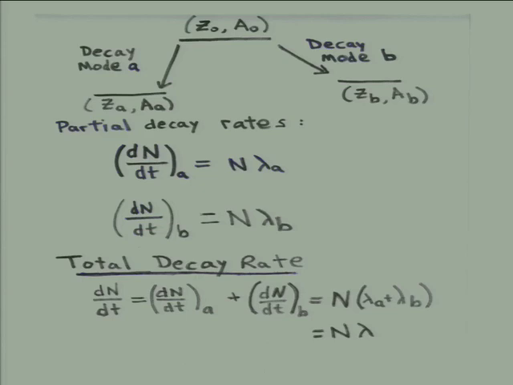Let's call the one on the left decay mode A. What happens then is that this initial isotope decays into a different isotope that I call Z sub A. And it decays into a different isotope, Z sub B, by mode B. So I can write down the rate of change of the parent isotope.